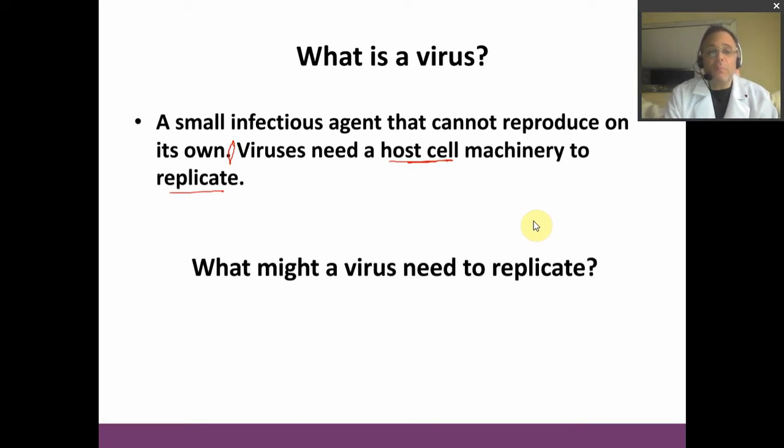So, what might a virus need to replicate? Well, if a virus has DNA or RNA in it, that will come up later, it needs a way of making more of that. It's going to make proteins. And in some cases, it's going to steal some pieces of the cell that it's exiting.